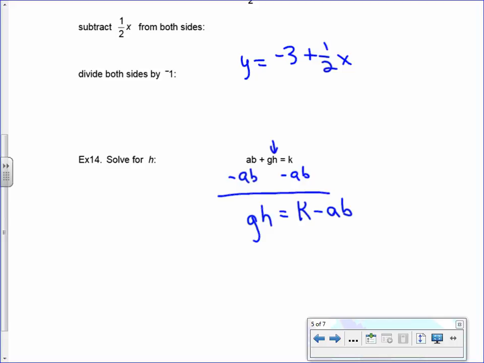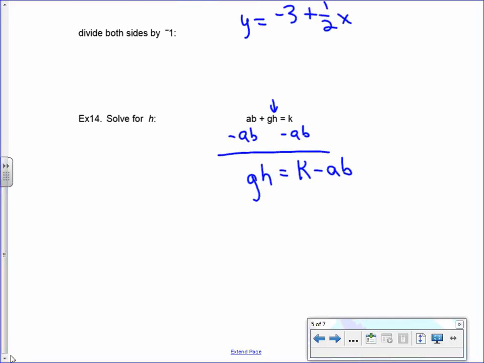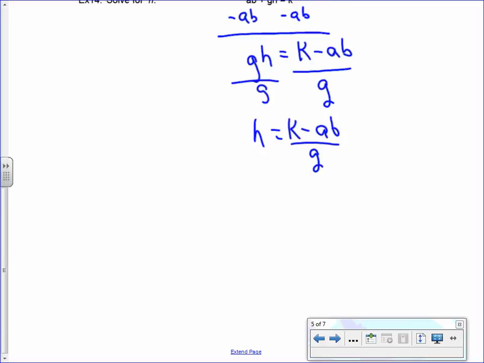And then your next step is to get rid of the G. And how are we going to get rid of the G? Divide. Okay, divide both sides by G. And H equals K minus AB over G. This is a perfectly good answer. There's nothing wrong with it. Or you can take it into its separated form, which is K over G, K divided by G, minus AB divided by G. There's no difference in those two. They're both good, and sometimes when you get to algebra 2, sometimes you're going to want this one, and sometimes you're going to want this one. It just depends on what you're doing with it.